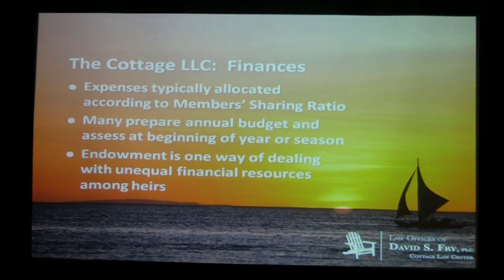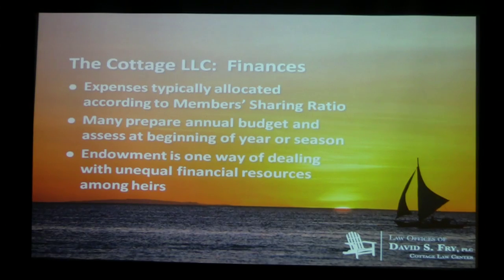Okay, cottage finances. Once mom and dad are no longer here to write the checks, how do we divide up the expenses of operating the place? Well, the most common way is to allocate them according to the member's sharing ratio. Your sharing ratio is simply your percentage ownership. So in my wife's case, she's a 25% owner. She has a 25% sharing ratio in the LLC.